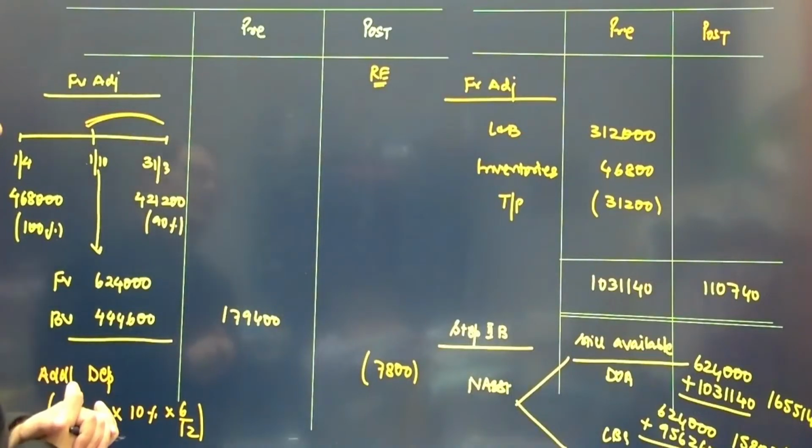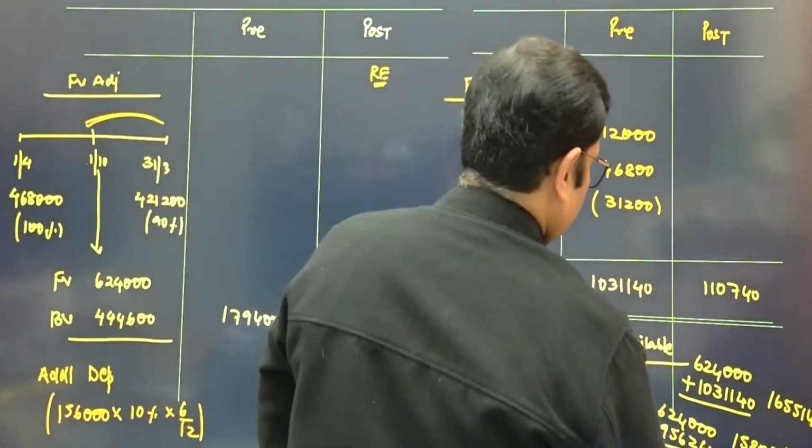Okay, so this is my step number 2. We go on to step number 3 now. So now let's have a look at step number 3. In terms of step number 3, we need a purchase consideration.